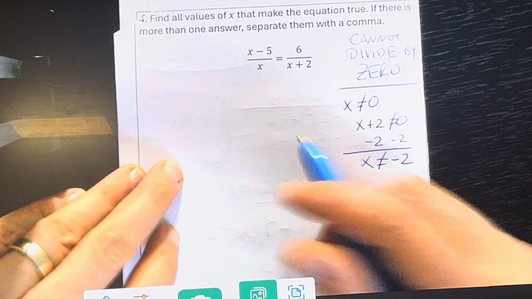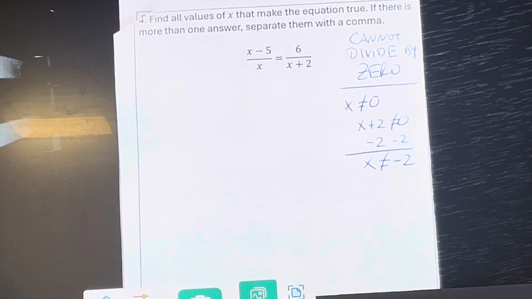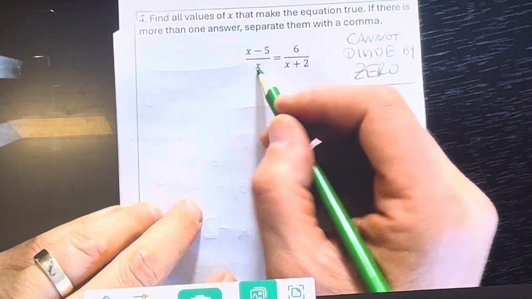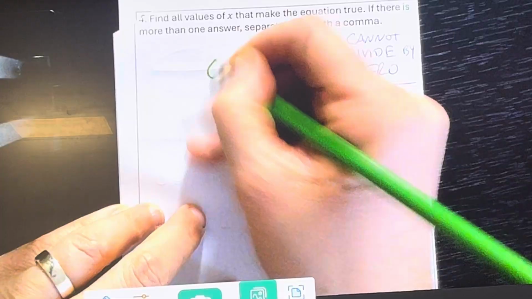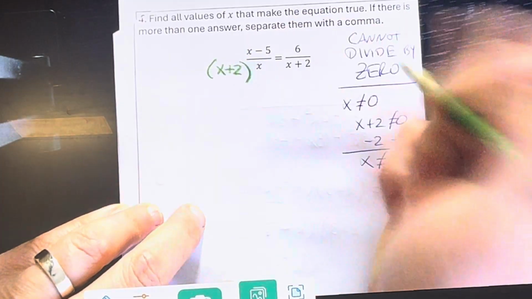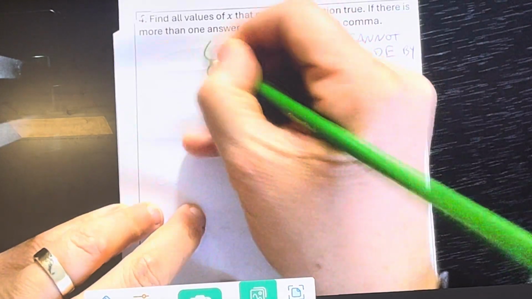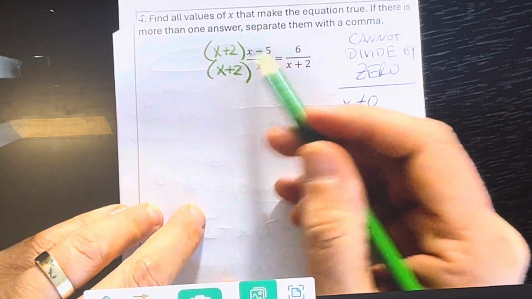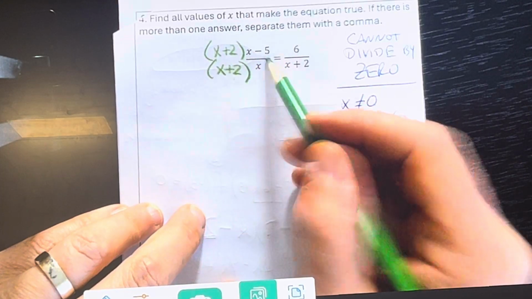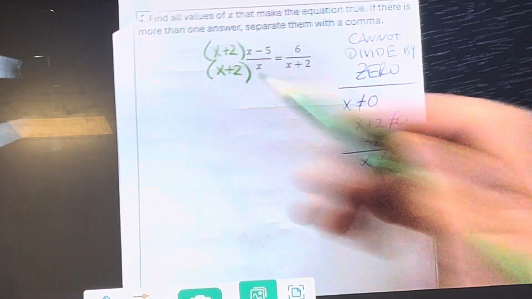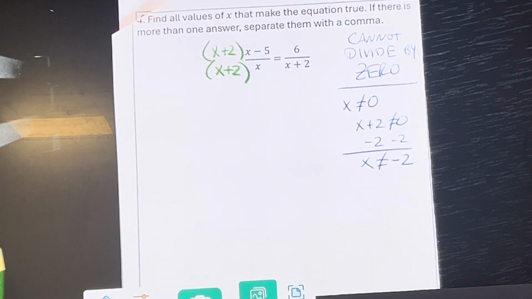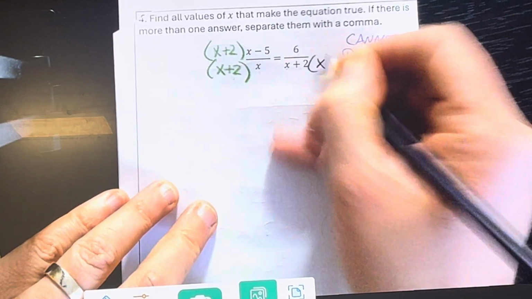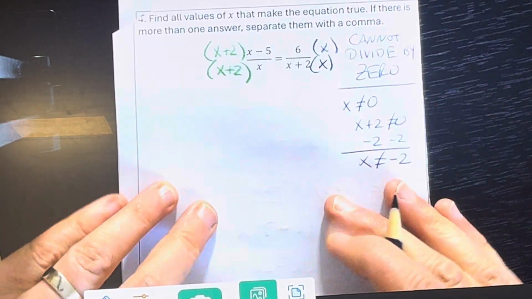Okay. Now, in order to compare these fractions, they need a common denominator. So this denominator already has x. It needs to multiply by x plus 2. If you do it to the denominator, you have to do it to the numerator to keep the values, so that the equation stays balanced, so that these values don't change because you're multiplying by 1. Over on the other side, this denominator already has x plus 2. It needs x. Like that. Okay.